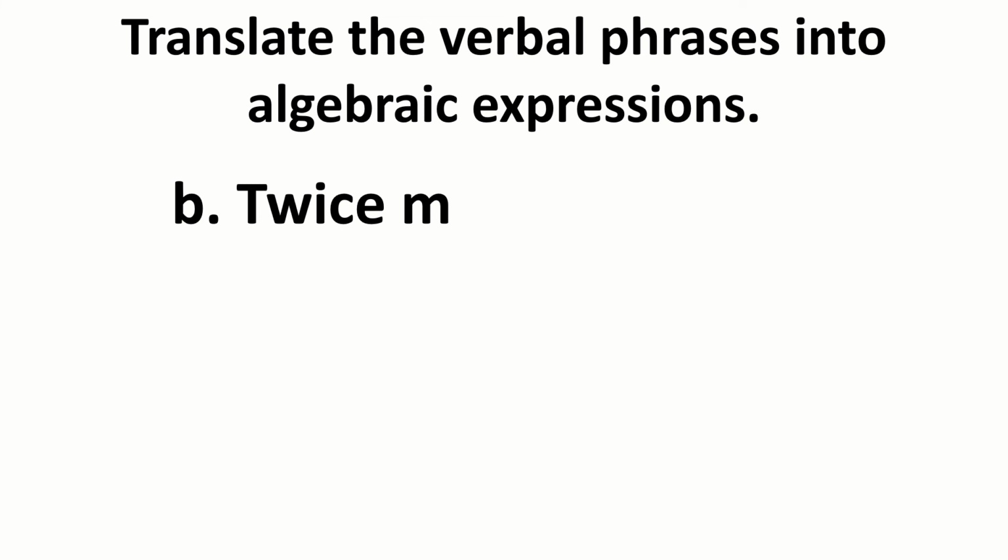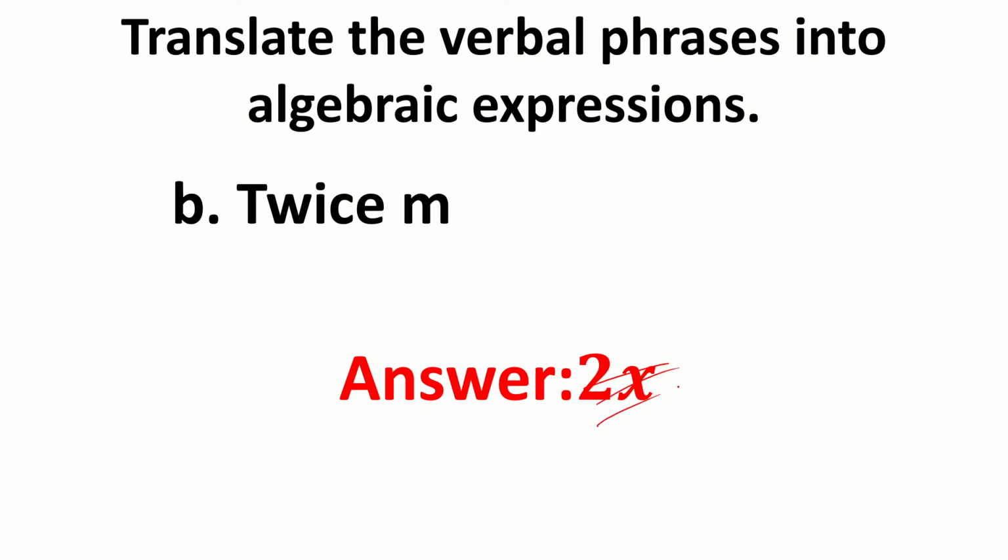B, twice m. So that's 2m. Oh wait, this is not a 2x. That's 2m. So twice, thrice, that's multiplication. But there's no need for you to put a dot in between the coefficient and the variable, because it's understandable that once there's no operation between a coefficient and a variable, that's automatically multiplication.